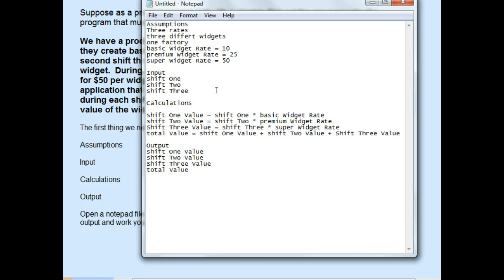Alright, so next thing we're going to go ahead and create a human algorithm from this problem statement.